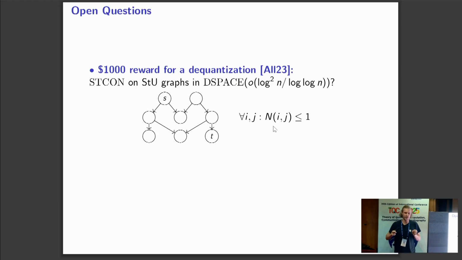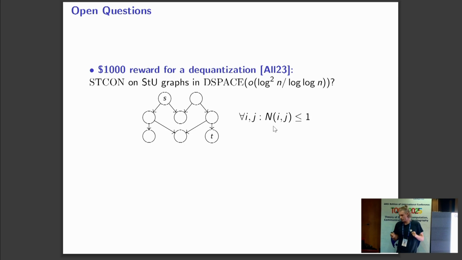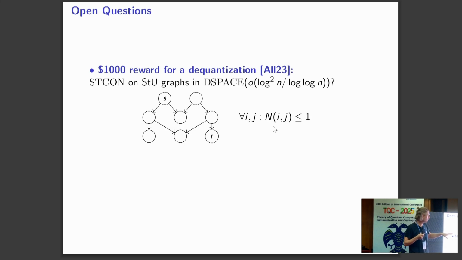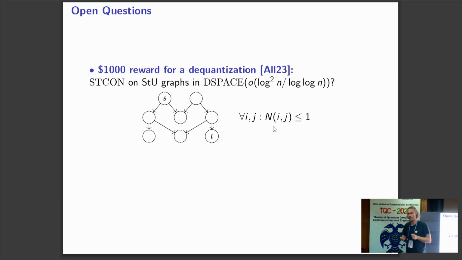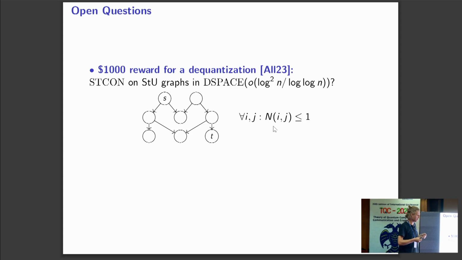If you thought that putting a polybound on the number of paths makes the problem very easy, then consider this problem. You constrain the number of paths to be at most 1. Can you solve this problem in anything better than the bound that I just mentioned, the log squared over log n? If you can, then you get $1,000 from Eric Allender. That also means that if you can dequantize our algorithm, like put it in BPL, for instance, you can claim this $1,000.